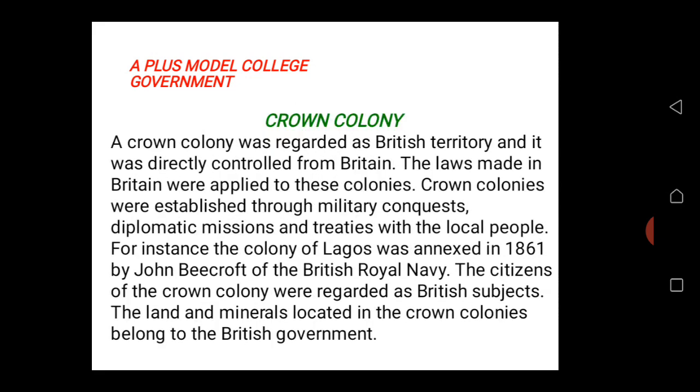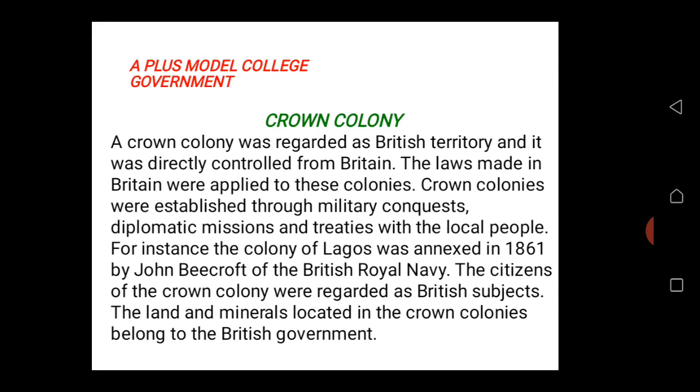Let's look at the Crown Colony now. A Crown Colony was regarded as British territory, and it was directly controlled by Britain. Don't forget, it was the British that colonized Nigeria. It was being controlled by them. The laws made in Britain were applied to these colonies. Crown Colonies were established through military conquest, diplomatic missions, and treaties with the local people.